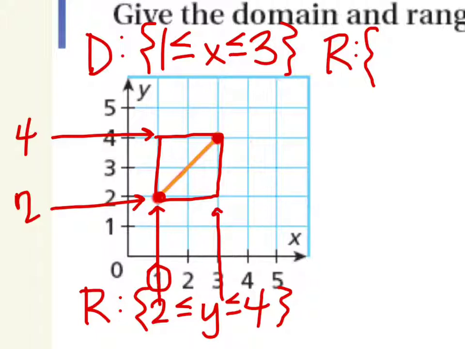Those are, I think, the hardest ones for students to get. I think your best support is drawing your box around it and thinking about what's the smallest and the largest x part of that box, and what's the smallest and largest y part of that.